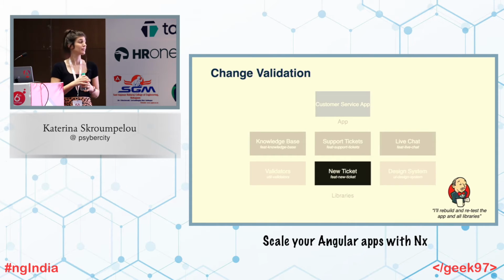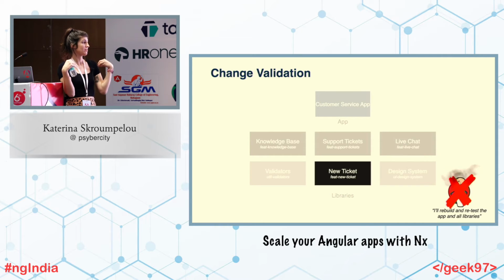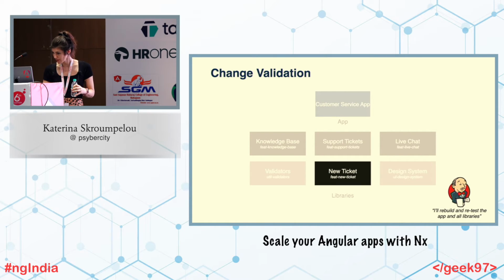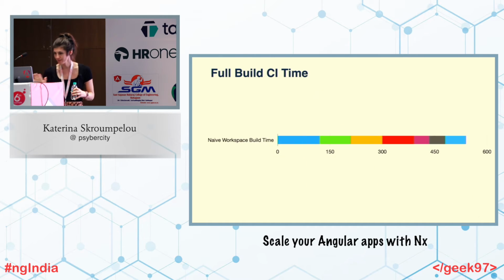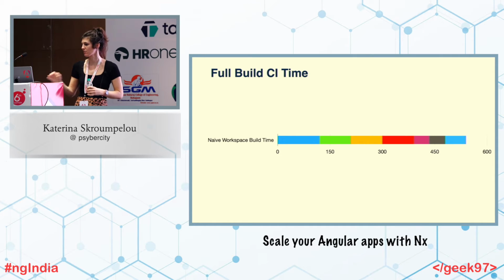Now, if you made the change to the new ticket library, a normal workspace approach would be to rebuild and retest everything. However, with NX, it's not moving. Okay, so in a non-NX way, you would build and test every library. So each of these colors represents the build time, for example, of each project.